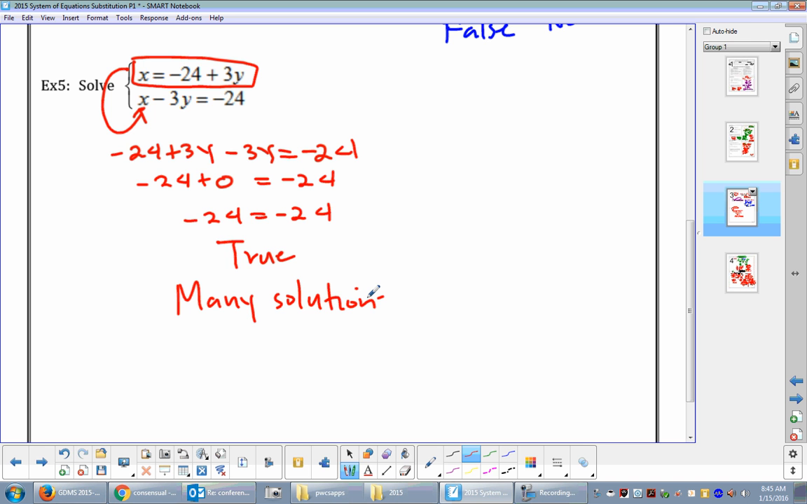It means that when you graph these two equations, what type of lines do we have? We will have, okay, it will be the same line. It will be one line on top of the other line.